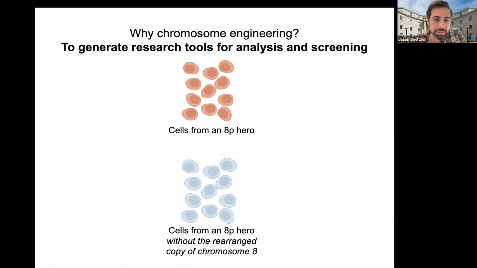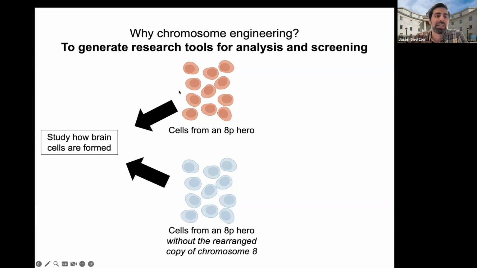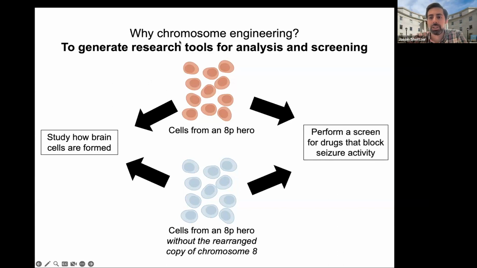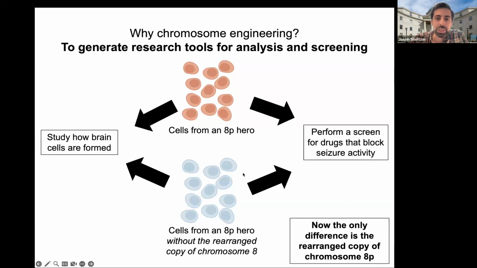We could then take these sets of cells and conduct the same experiments. We could study how each set of cells forms brain cells, otherwise known as neurons, or we could conduct screens in each set of cells to look for, for instance, drugs that block seizure activity, or drugs that promote correct cardiac rhythms. We could conduct any sort of drug screen here. Now with this experimental design, the only difference between these two cell populations would be the rearranged copy of chromosome 8. So any significant finding from this experimental design, we could then, with more confidence, attribute to the rearranged copy of chromosome 8, which is our motivation, which is what we want to study here. We want to study things that are caused by this rearranged copy of chromosome 8 in our 8P heroes.